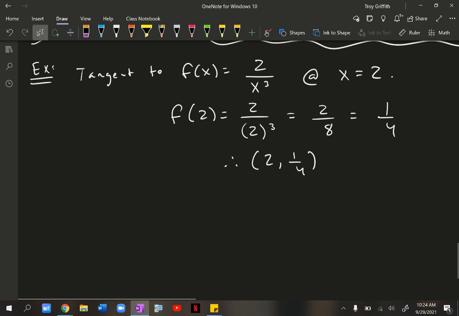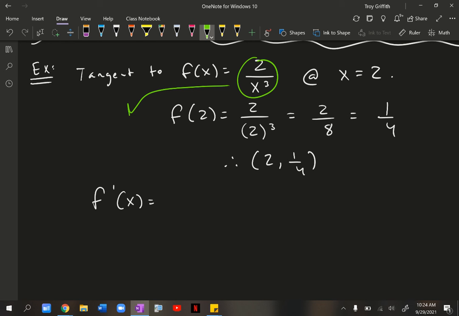The next thing I would want to think about is what's the derivative? Okay, well, this function could be rewritten, if I want, as 2 times x to the negative 3. So if I took this derivative, multiply the negative 3 to the front, so this would be negative 6 times x, subtract 1 from the exponent, I get negative 4. This could be rewritten, if I want, as negative 6 divided by x raised to the 4th power.